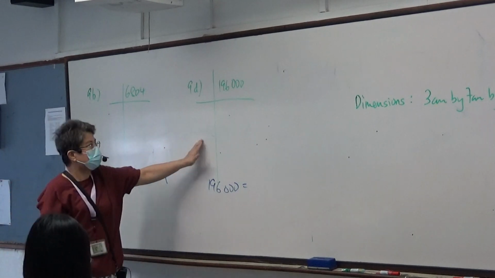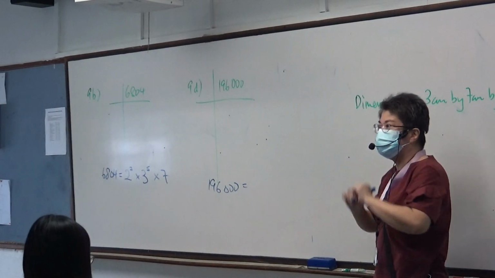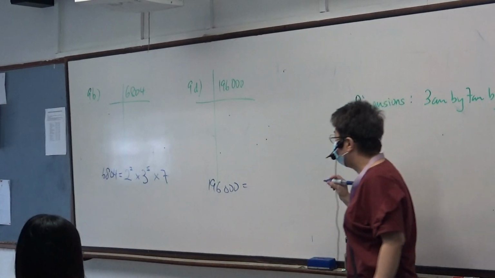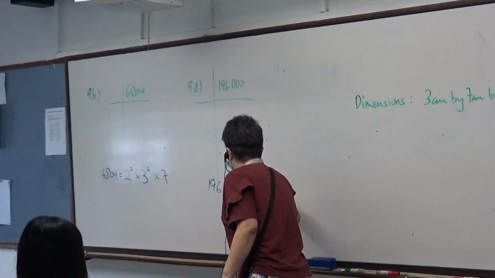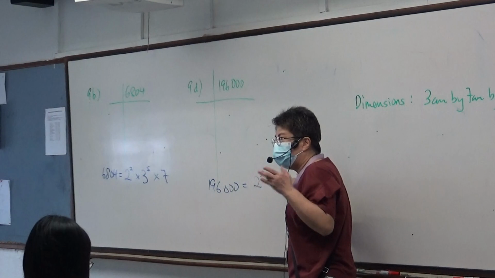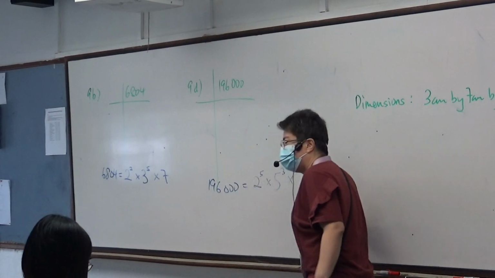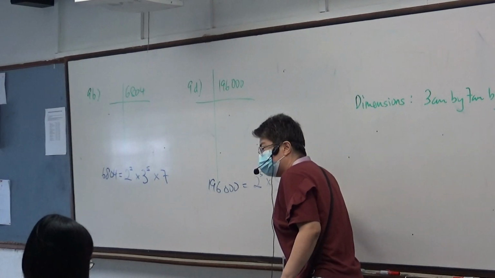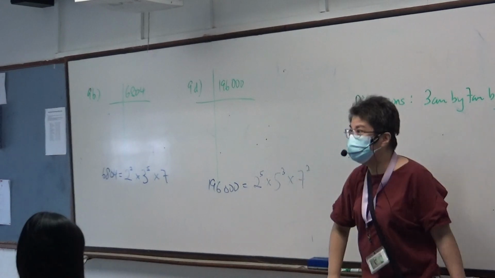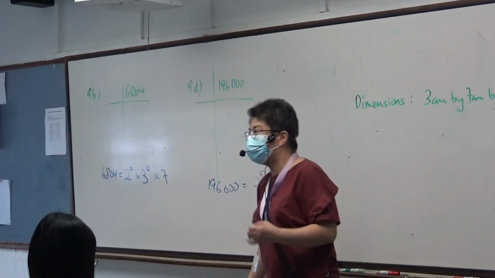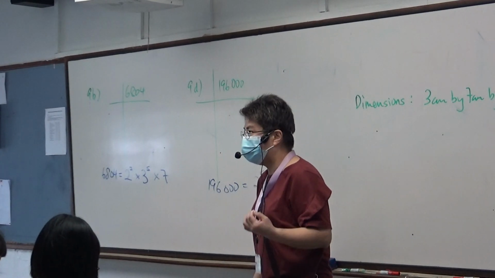Okay, let's take a look at the last one. Are you all done with the last one? Some of you are still doing it. Those who have done the last one, 2 to the power of what? 5. Okay. Then 3 cannot. Okay, 5 to the power of 3. Then 7 to the power of 2. Any more? No more. So can you see? This is how we put it in terms of prime factorization. Are we all clear?